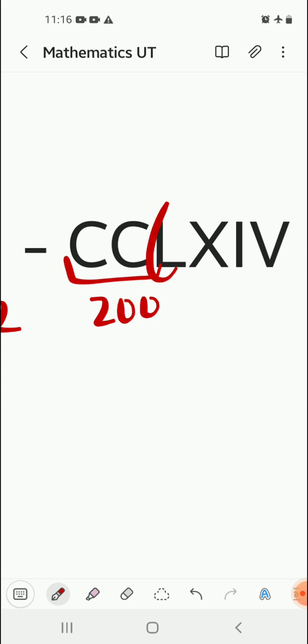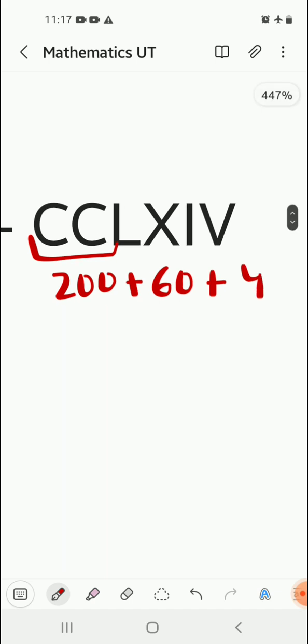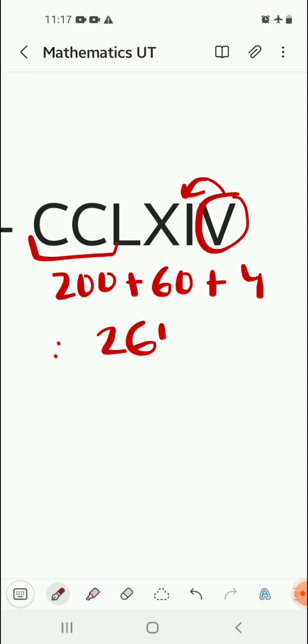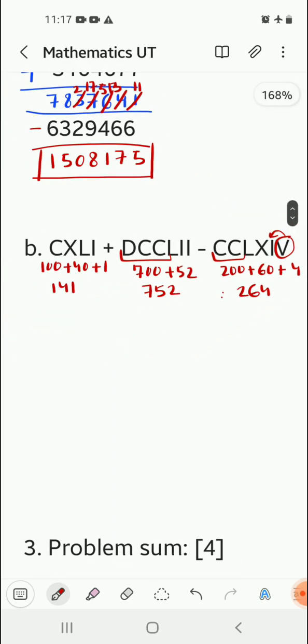Again, L stands for 50. To the right of it, we have got X, which is 10. So 50 plus 10 is 60. So 200 plus 60. And IV means 4, because this is 5, and to the left of it we have got 1. So 5 minus 1 is 4. So this becomes 264. Now again, we're going to follow BODMAS.